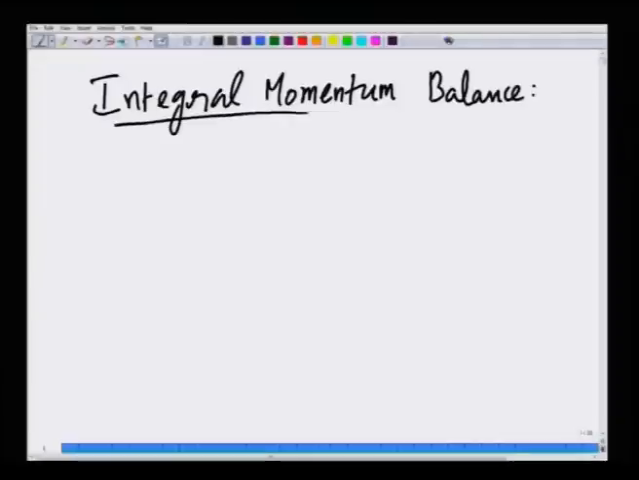In the last lecture, we nearly completed the discussion on integral momentum balance, and we also illustrated its application through an example, whereby we calculated the force due to a jet that impinges on a solid surface, and we showed how the integral momentum balance can be used to evaluate the force. There is one further thing that we have to discuss before we complete this topic.